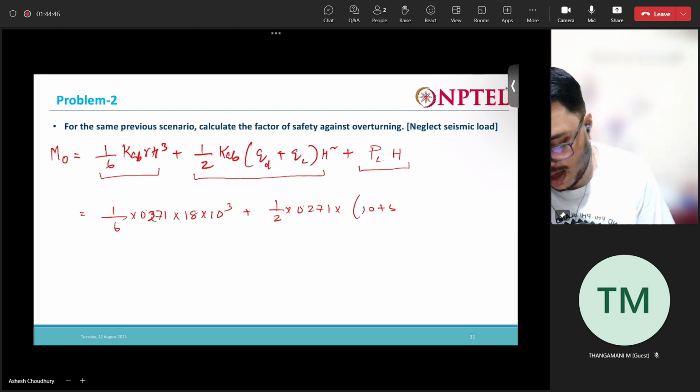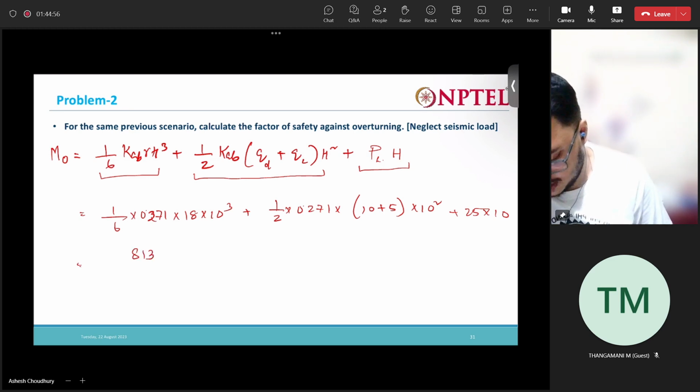Ten plus five squared plus 25 into 10. So if we add all this, it will be 813 plus 203.25 plus 250.